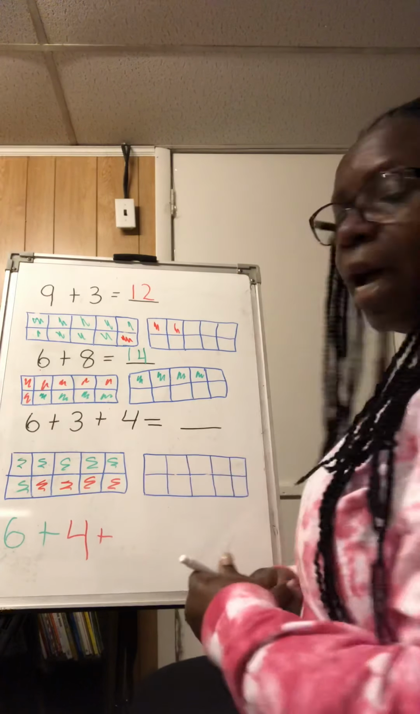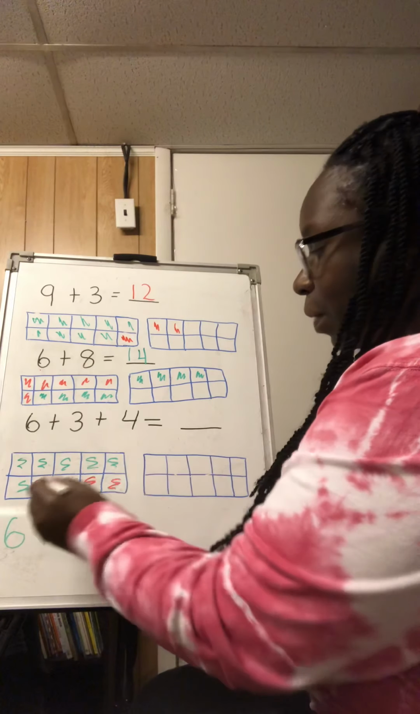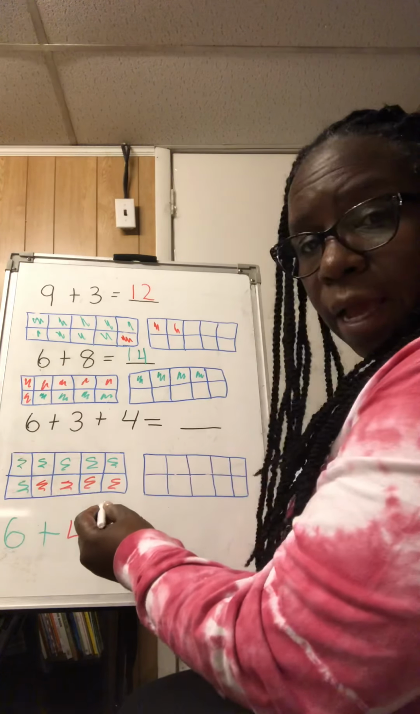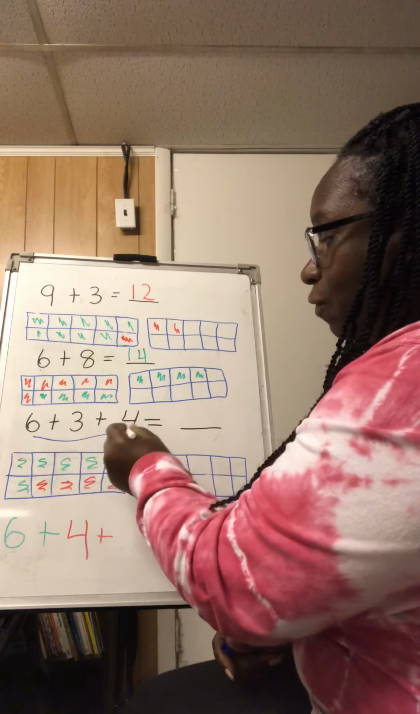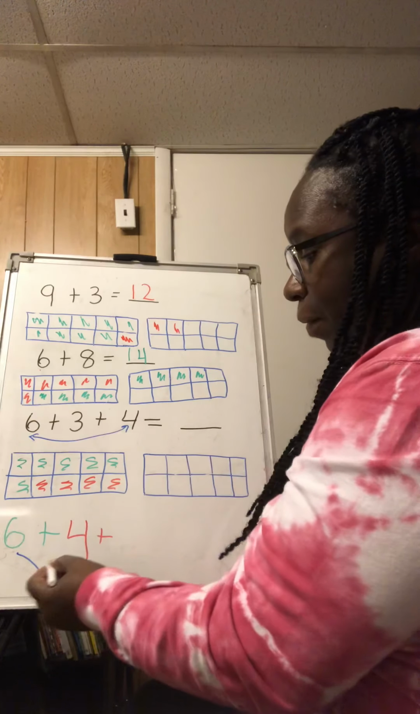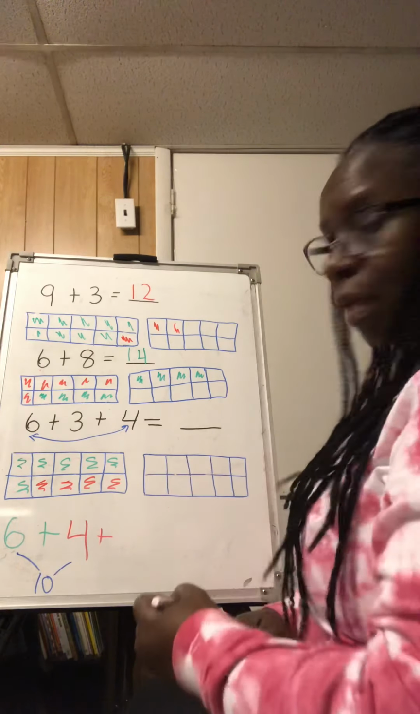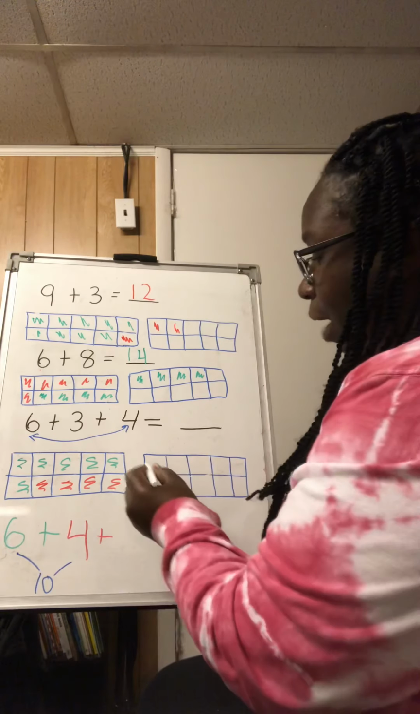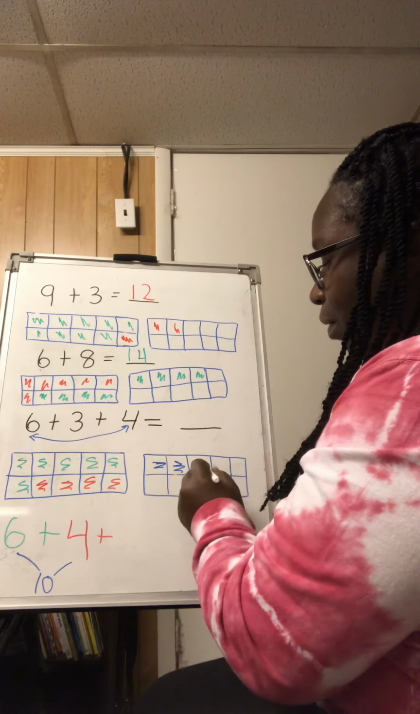What number did we not use? We didn't use our 3, so we're going to put 3 right here because our 10 frame is full, okay? So 6 plus 4, the 6 plus the 4 gave us 10, okay? That gave us our 10, okay? So now we're going to put out 3. 1, 2, 3.